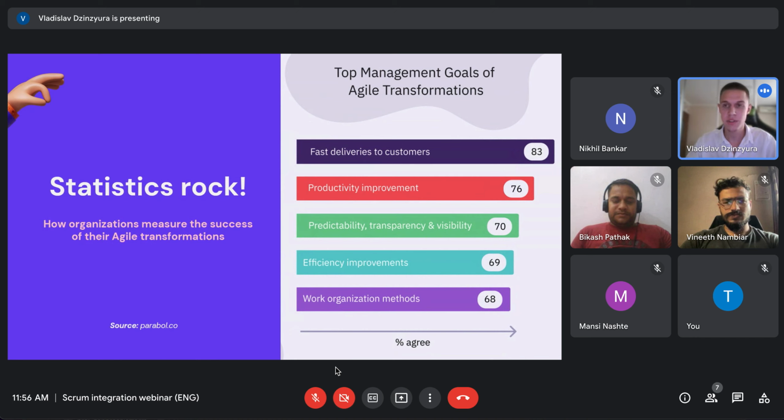83% of respondents confirmed that the speed of product delivery to customers has increased. About 76% recorded an increase in labor productivity. More than 70% of respondents noted an increase in predictability, transparency, and visibility. And about 70% noticed an increase in efficiency and improvement of work organization methods.